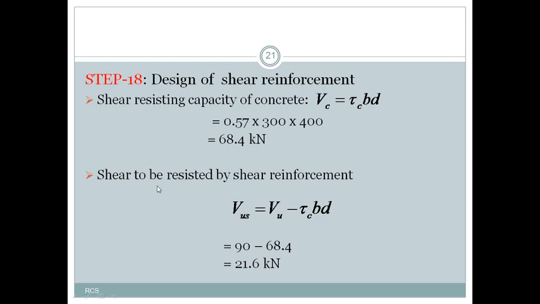But our intention is to calculate the shear to be resisted by shear reinforcement. How much shear is to be resisted by the provided shear reinforcement, that we have to calculate. That will be designated as Vus, the shear force to be resisted by shear reinforcement, equal to Vu minus tau c b d. Vu is the total shear force and tau c b d is the shear force resisted by the concrete. If we deduct that, we will get the shear resisting capacity of the shear reinforcement. That is 90 minus 68.4, which gives 21.6 kilonewtons. For this 21.6 kilonewton, we have to design the shear reinforcement.